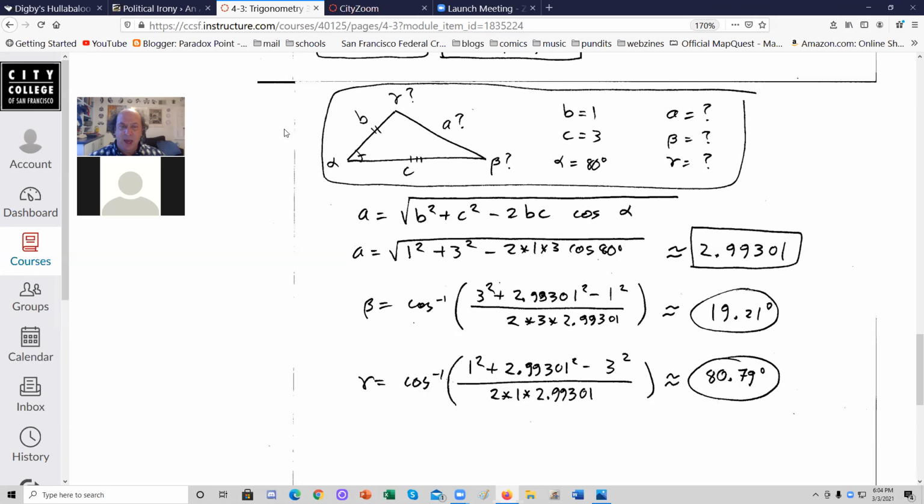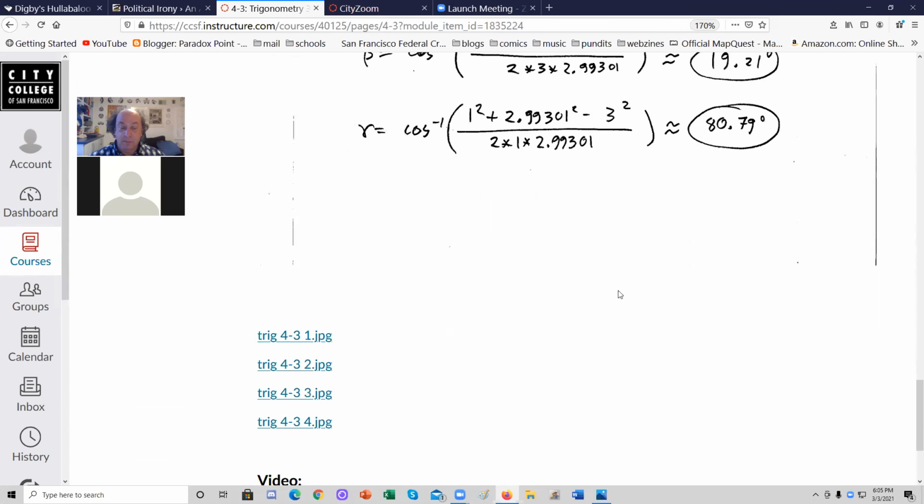That makes sense. Alpha was 80 degrees. These are both about 3. This is almost 3. So these two side angles should be about the same, and they are, 80 degrees and 80.79 degrees. Okay.